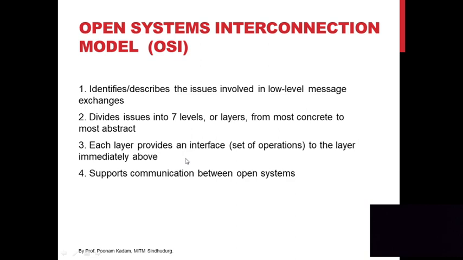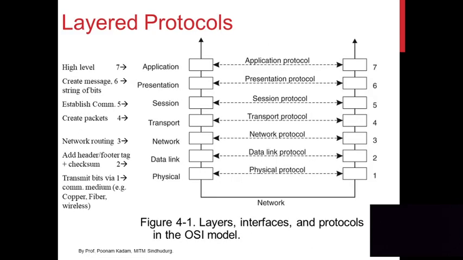Each level or each layer has its own operations, and we are going to see that in detail. Each layer provides support for the communication between two systems. So this is basically the layered protocol model, or we can say the OSI model, where layered protocols are used. Why is this called a layered protocol model?